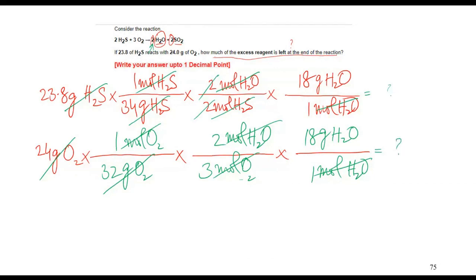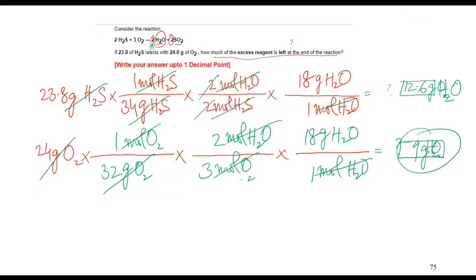You can use the calculator. Now, which will be the smaller answer? This answer or this answer? 23.8 multiplied by 18 divided by 34. It is 12.6 gram of H2O. Okay, now here 24 multiplied by 36 divided by 96. It is 9 gram of H2O. And here, okay, friends, now which answer is smaller? This one, 9. So 9 gram of water is actually produced.